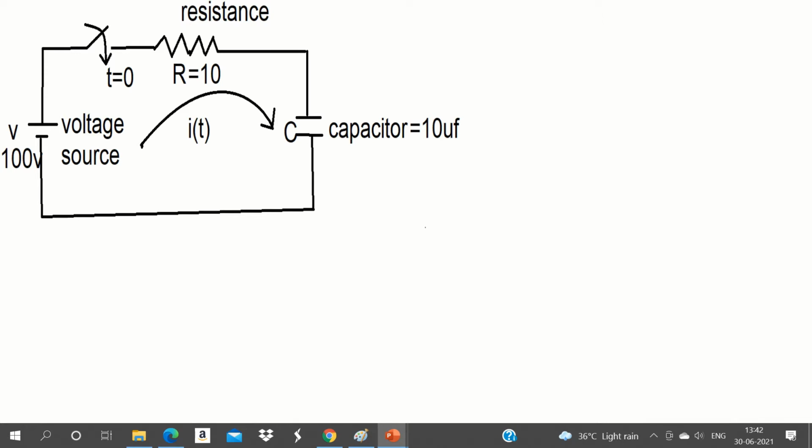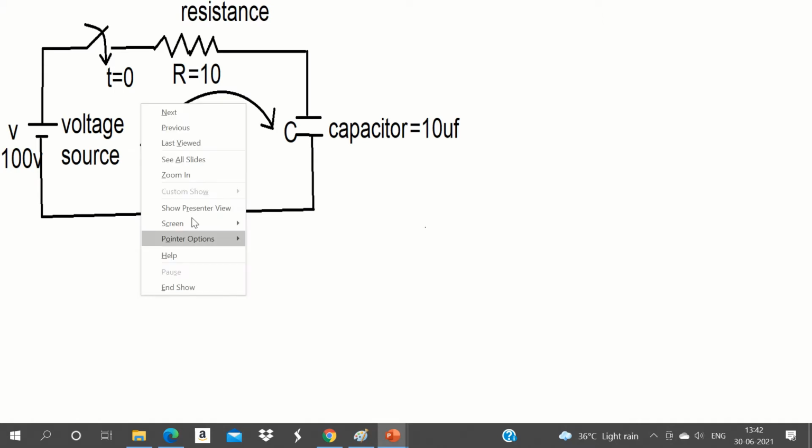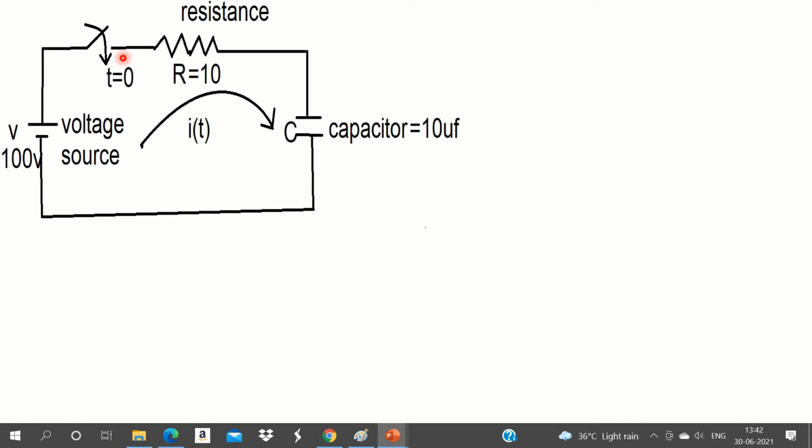So this is the RC circuit. In this RC circuit, this is the voltage source, this is the resistor, and this is the capacitor. This is the small switch. It is closed at t equal to 0.